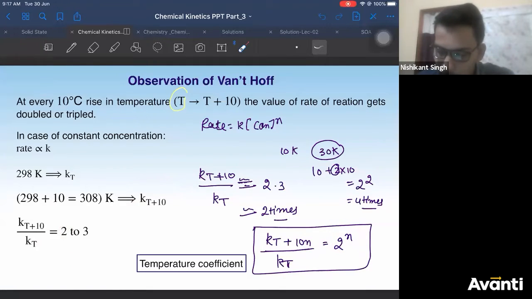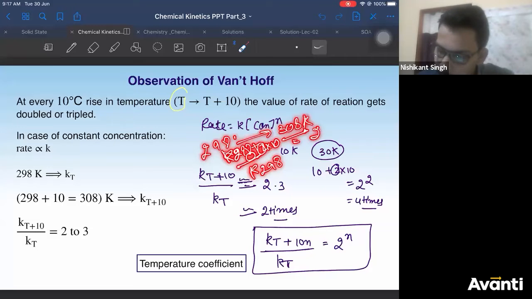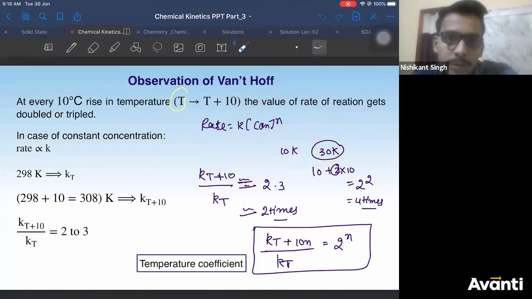For example, if you are at 298 Kelvin and you change your temperature to 318 Kelvin, you can write K at 298 plus 20. 20 means 2 into 10, so your n value is 2. The rate will become 2 to the power 2, that means 4 times. So when you increase the temperature from 298 Kelvin by 20 Kelvin, the rate of reaction will become 4 times. Correct? This is how we studied.